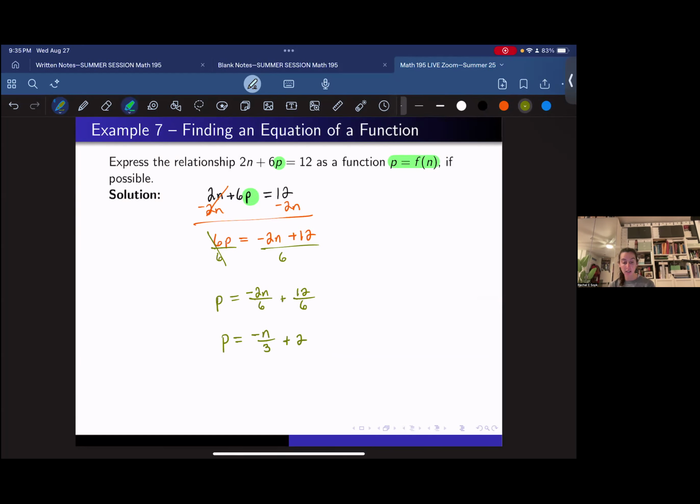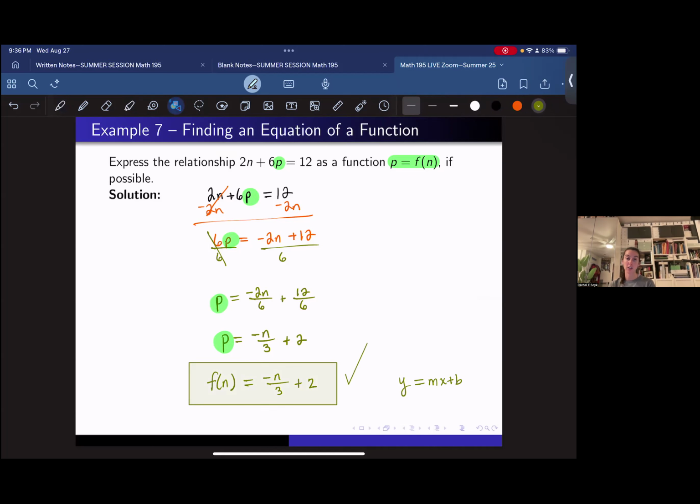And then last but not least, we know that our p is the same as f of n. So we can write this as f of n is equal to -n over 3 plus 2. If you realize, this is very similar to our y equals mx plus b form, so we're actually dealing with a linear function here, where our slope is -1/3 and our y-intercept is 2.